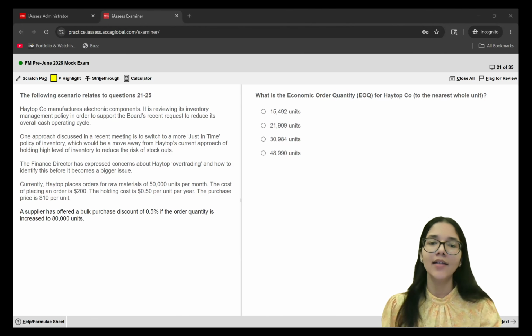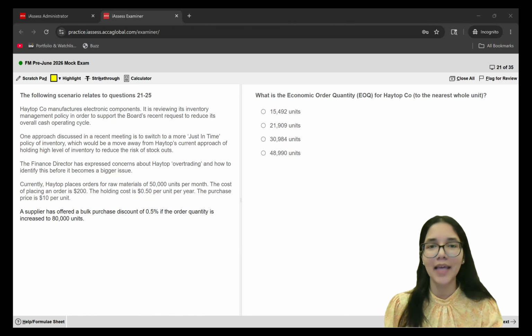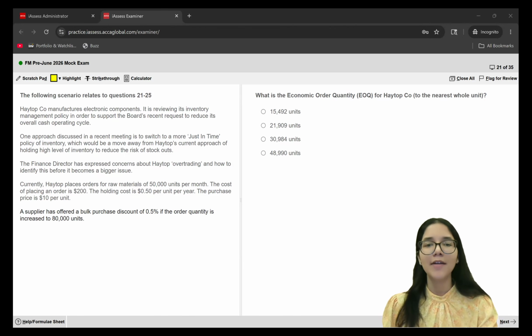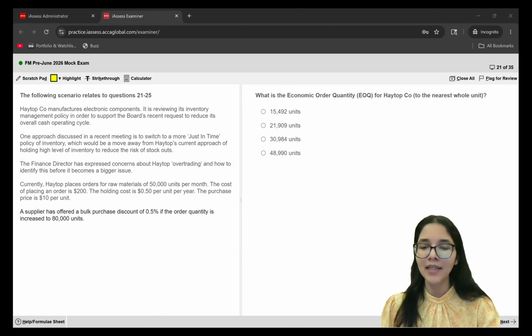So let's get started. Just reading the very first requirement briefly, EOQ has been asked. So I can ascertain that this question is testing me on the working capital unit of my syllabus. The very first question is from the inventory chapter. So let me read through the case study.